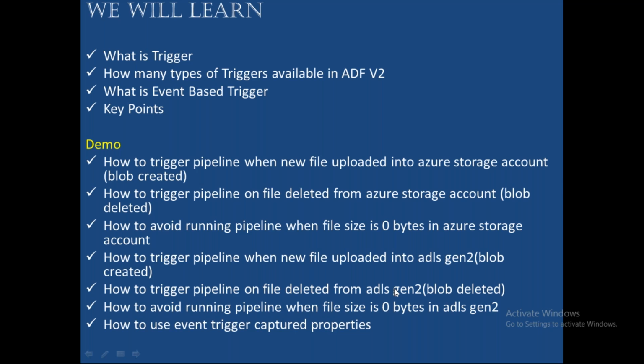It will give you two parameters. One parameter is the folder path, and another property is the file name. These two things it will give. So we are going to see how to use these two things in your pipeline. Okay, clear? So these are the things that we are going to discuss in today's session.